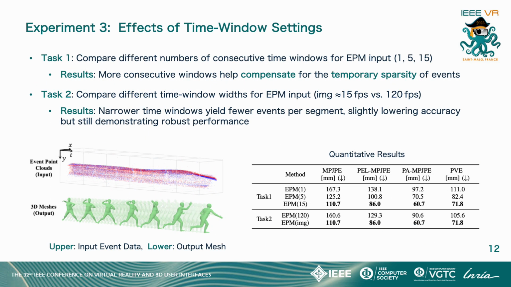Finally, we examined how different time window settings affect our event-based method. Task 1 compares the number of consecutive time windows and shows that more windows help compensate for the temporary sparsity of event data, improving accuracy. Task 2 explores different time window widths. Although narrower windows collect fewer events and slightly reduce accuracy, the method still demonstrates robust performance overall. This flexibility highlights our approach's adaptability to various temporal sampling rates.